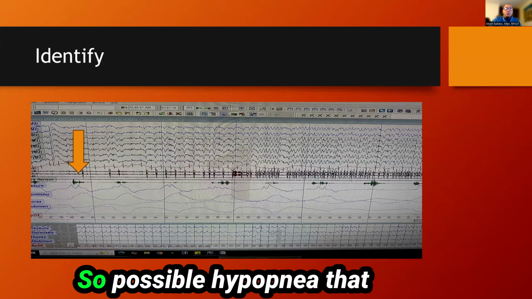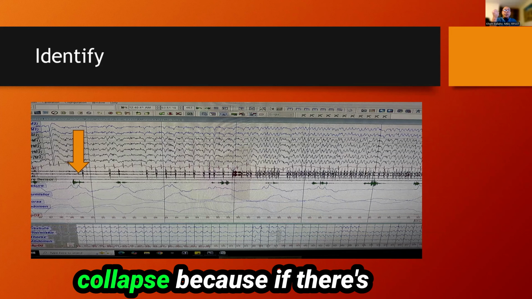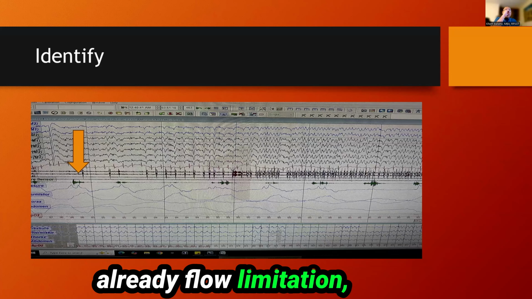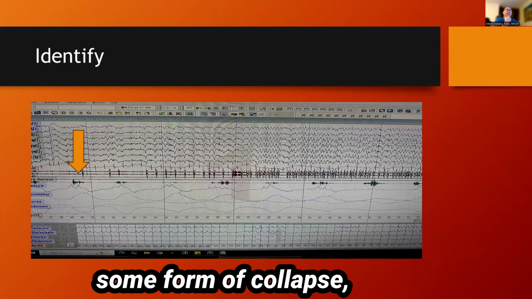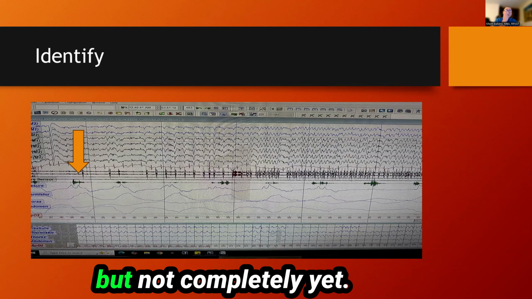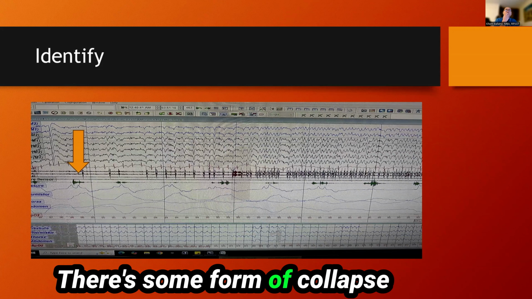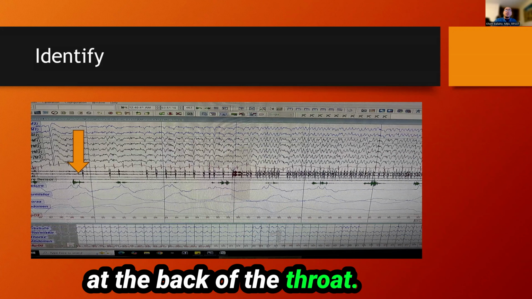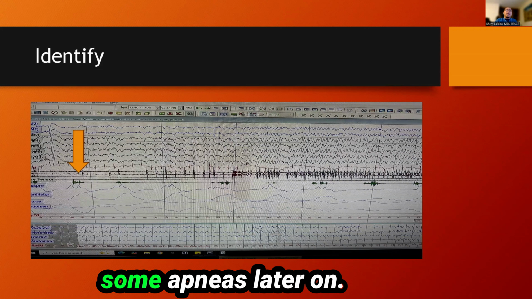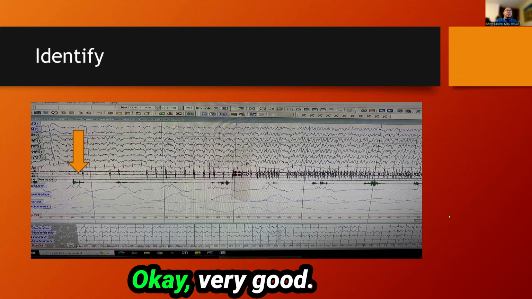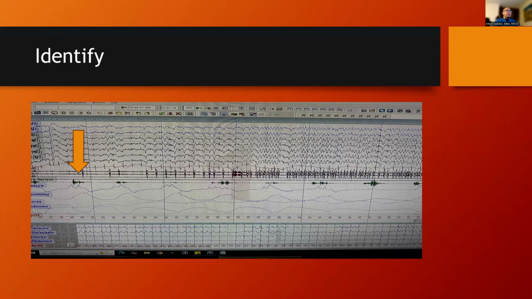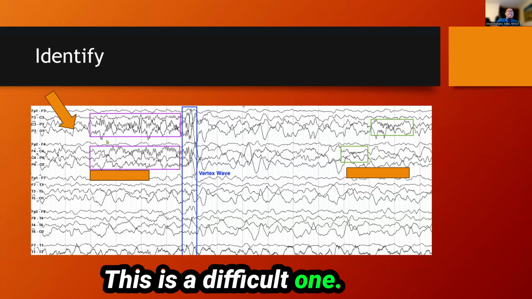Yes. So possible hypopnea, there could be an impending airway collapse. Because if there's already flow limitation, that means there's already some form of collapse, but not completely yet. There's some form of collapse at the back of the throat. So you might expect some apneas later on. Okay, very good.